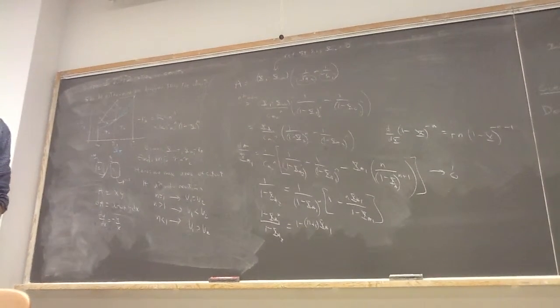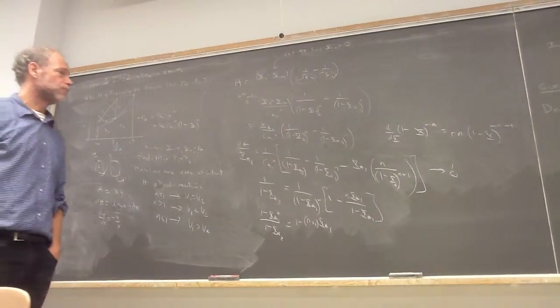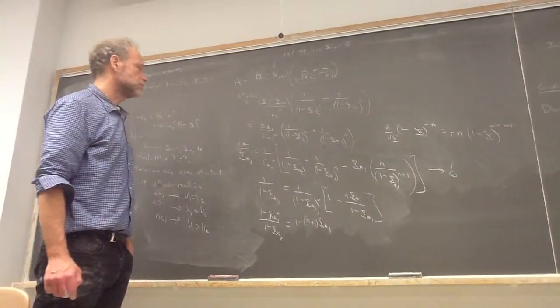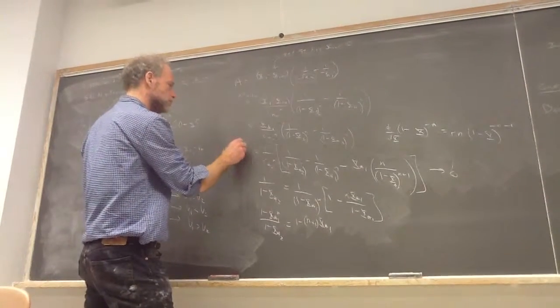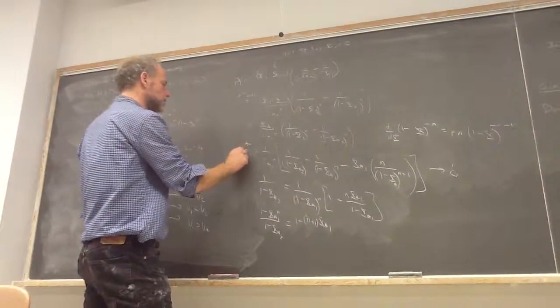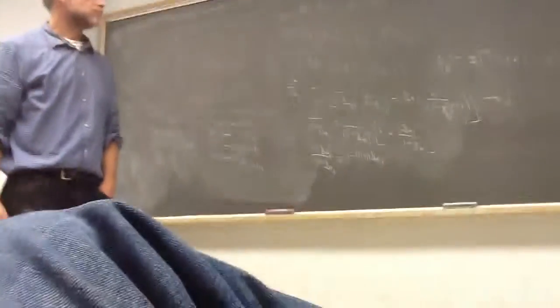Which line are you talking about? The 1, 2, 3, 4th line. That sign should be changed. It should be plus xa1 n over 1 minus xa2 n plus 1, dxa1. It should be plus xa1 n over 1 minus xa2 n plus 1.